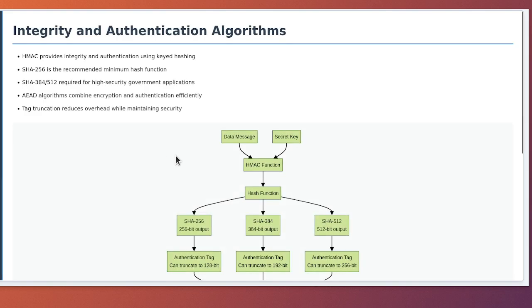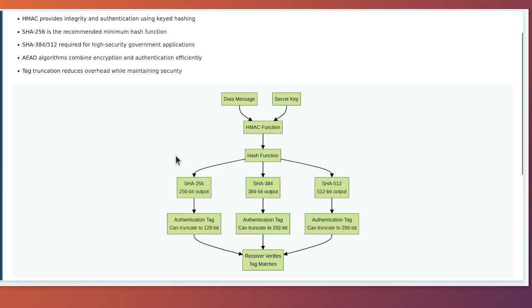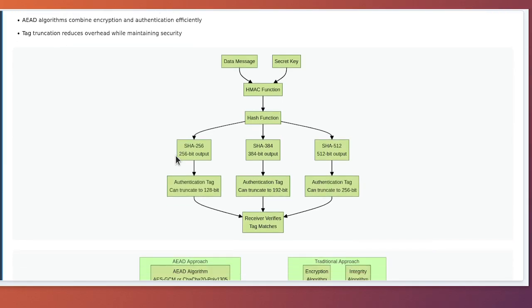Integrity and authentication algorithms. While encryption protects confidentiality, integrity and authentication algorithms ensure that data has not been modified while in transit, and that it comes from the legitimate sender. These functions are critical because an attacker who can modify encrypted data, even without being able to read it, can potentially cause serious security breaches or system malfunctions.